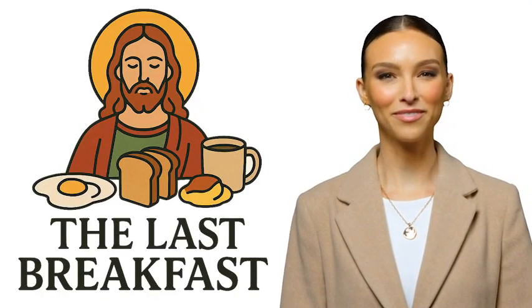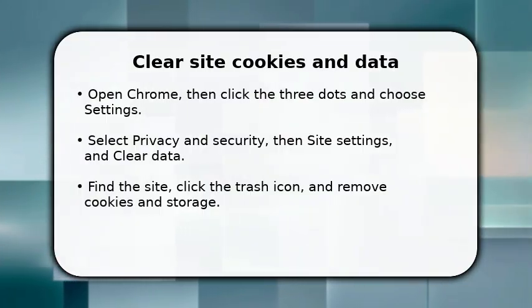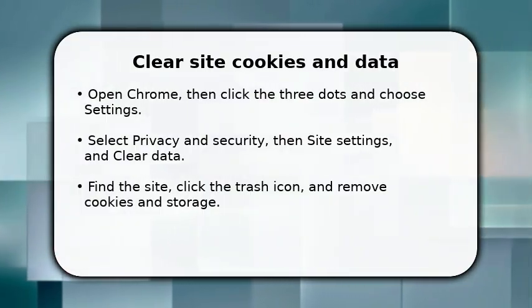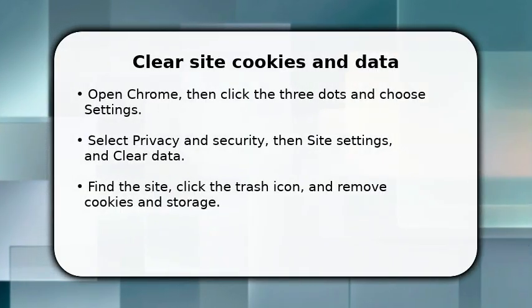Please enjoy the video. Open Chrome, then click the three dots to access settings. Scroll to Privacy and Security and open Site Settings quickly. Choose Cookies and Site Data, then click See All Sites for a list.